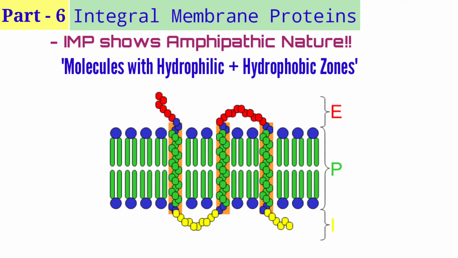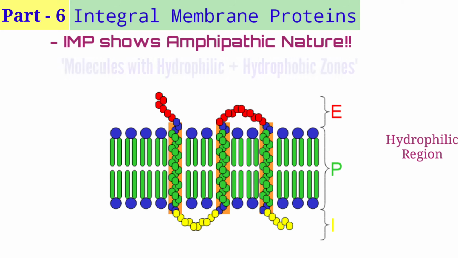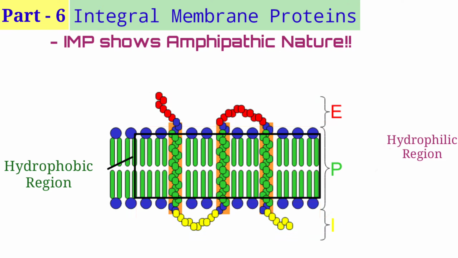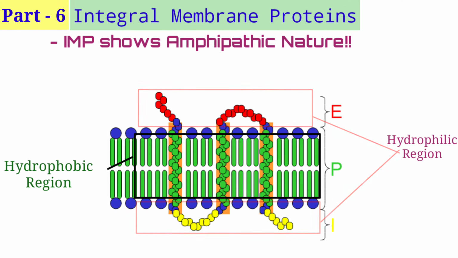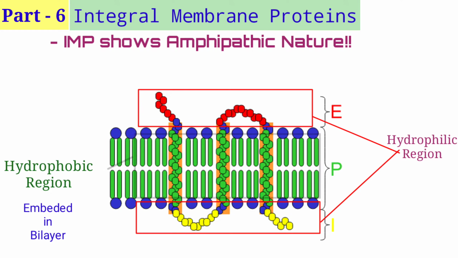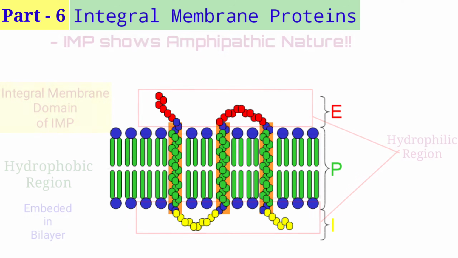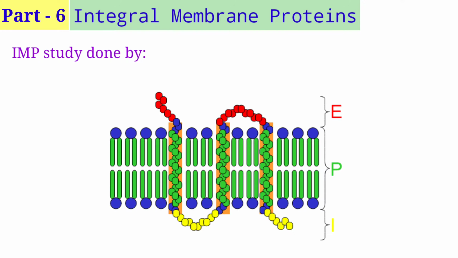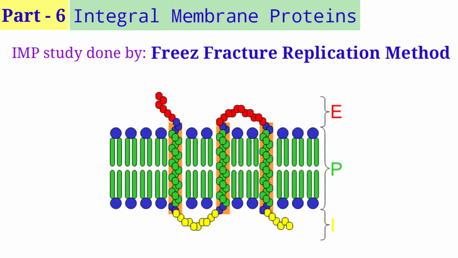What does it mean? Amphipathic means these integral membrane proteins show hydrophilic as well as hydrophobic regions. Generally, these proteins show a hydrophilic region on the external side, which is facing the outside, and on the internal side, which is facing the cytosolic side, whereas most of the region is hydrophobic and embedded inside the lipid bilayer, which is known as the integral membrane domain. And to study these integral membrane proteins there is a method known as the freeze fracture replication method.